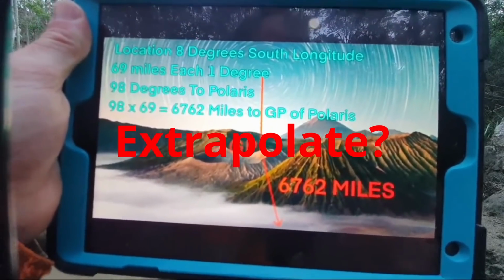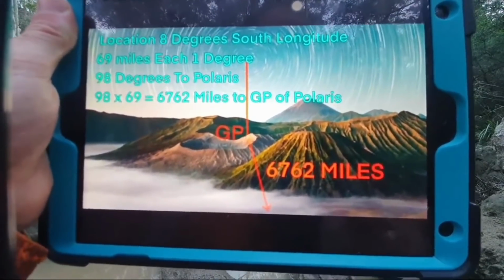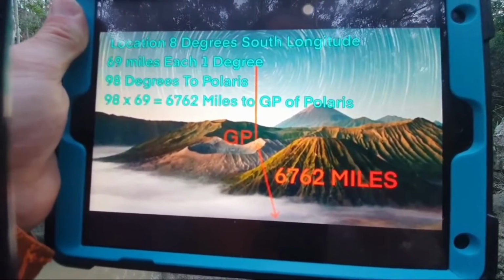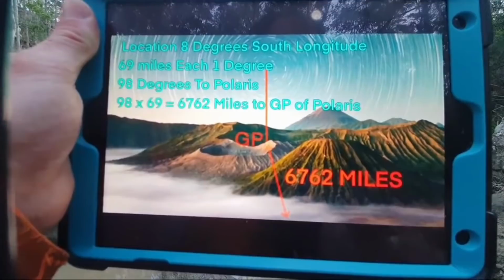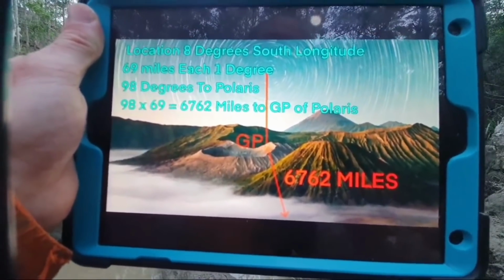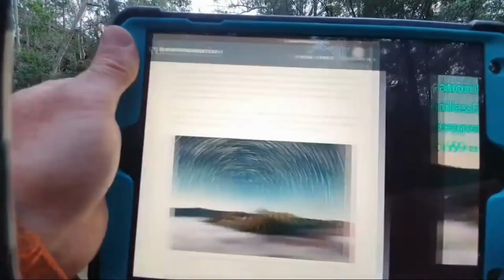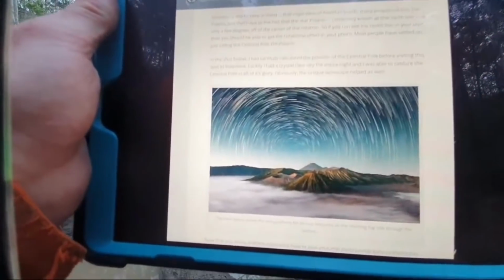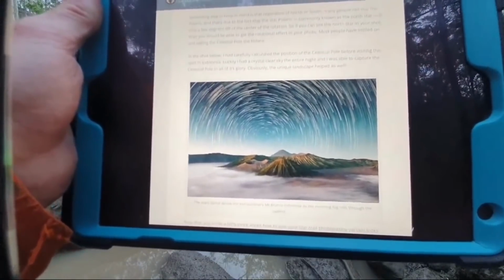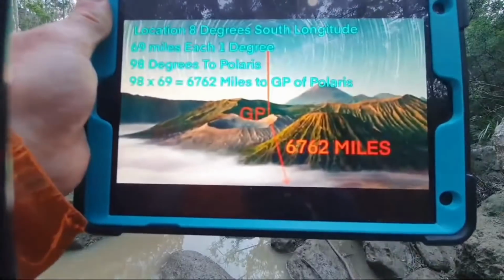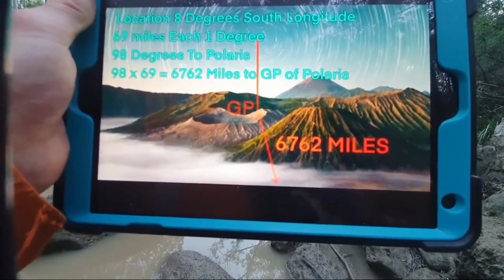Because we have got an angle, because we know the GP point, because we know it's absolutely flat from the observer to the GP point of Polaris, 6,762 miles away, this is why Polaris absolutely proves a flat Earth. It is beautiful, isn't it? This image here, Polaris, 8 degrees south of the equator, 98 degrees from the observer to Polaris. A flat distance, straight line of 6,762 miles.